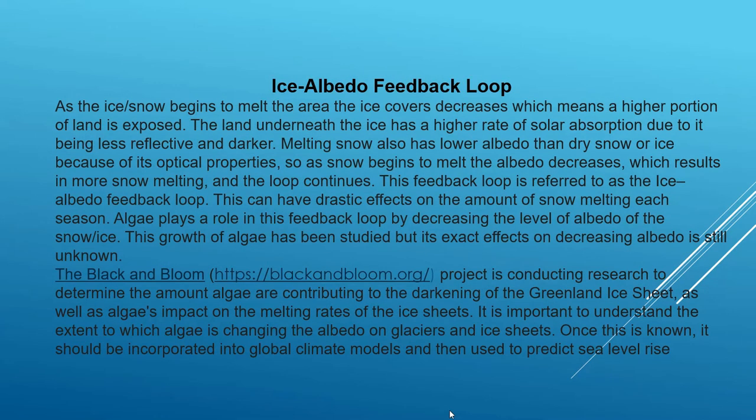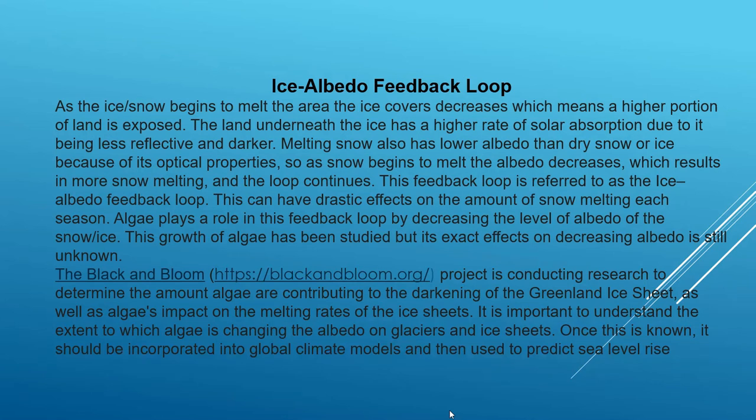Let's talk about the ice albedo feedback loop. Ice and snow begin to melt. The area the ice covers decreases, which means a higher portion of land is exposed. The land underneath the ice has a higher rate of solar absorption due to it being less reflective and darker. Melting snow also has lower albedo than dry snow or ice due to its optical properties. So as snow begins to melt, albedo decreases, which results in more snow melting, and the loop continues. In other words, a positive feedback loop. This feedback loop is referred to as the ice albedo feedback loop. This can have drastic effects on the amount of snow melting each season.